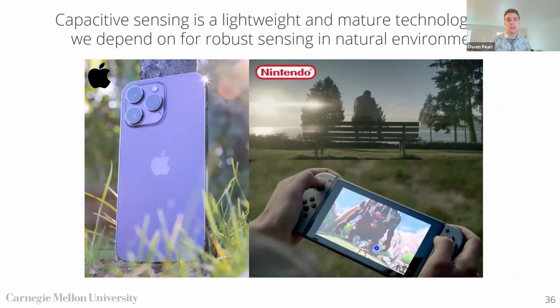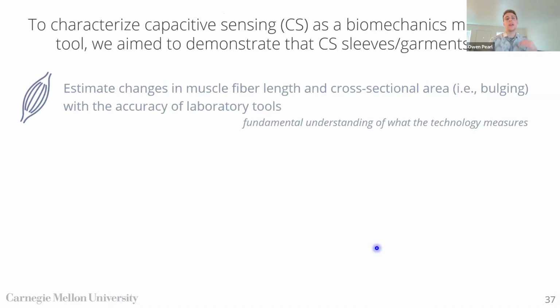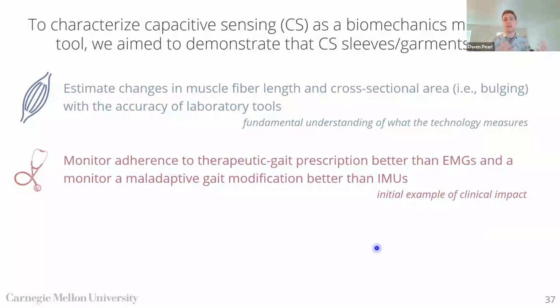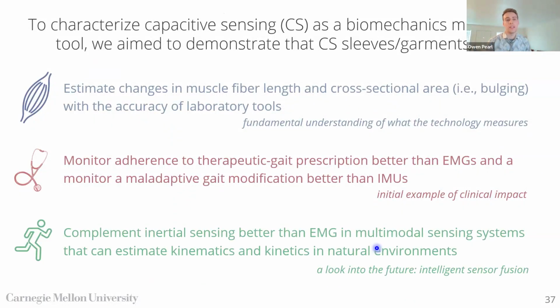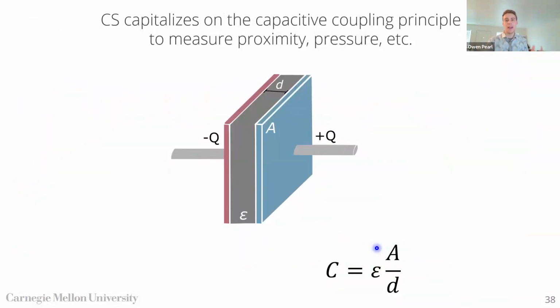So in this project, I'm going to talk about how capacitive sensing can be used to give us a fundamental understanding of muscle behavior, how we can then use that to try to inspire clinical impact, and how we can then assess how to use that as a complementary device to existing wearable sensors like inertial sensors. But before I do each of those, some background on capacitive sensing.